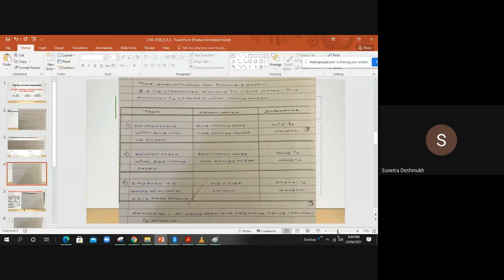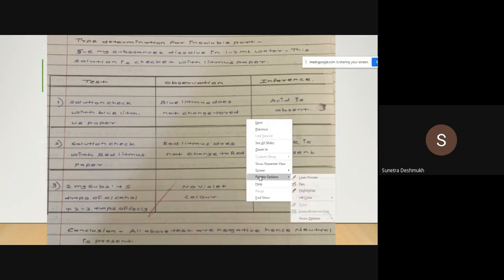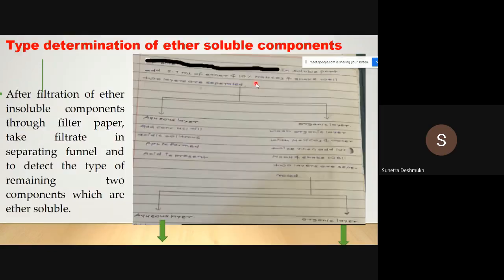Now, okay, so we got our type of the first ether insoluble component, which is neutral in nature. Write down your result that all the tests are negative. Hence the type of the ether insoluble component is neutral. So first, you got your neutral component in your hand. Now we have to separate.